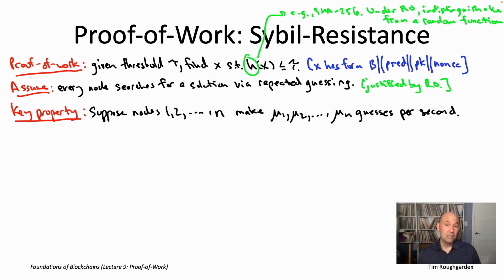And let me emphasize, when I say node here, I really mean a physical machine. I don't mean a public key. I mean a physical machine which is possibly running the protocol under multiple IDs, that's going to turn out not to matter. So n physical machines running the protocol, able to make guesses at these rates, mu1 up to mu n. And then the conclusion is just that each node's probability of being elected leader of any given round is proportional to its hash rate, meaning its value of mu sub i.